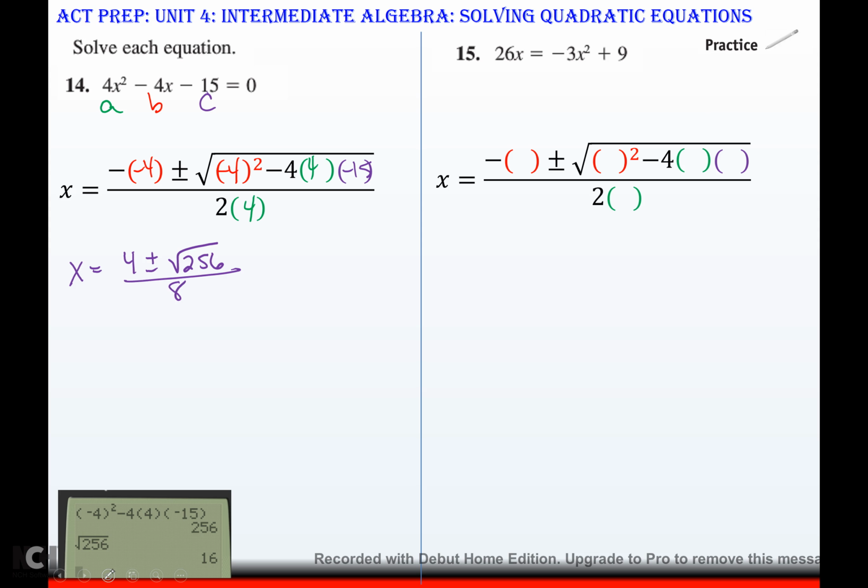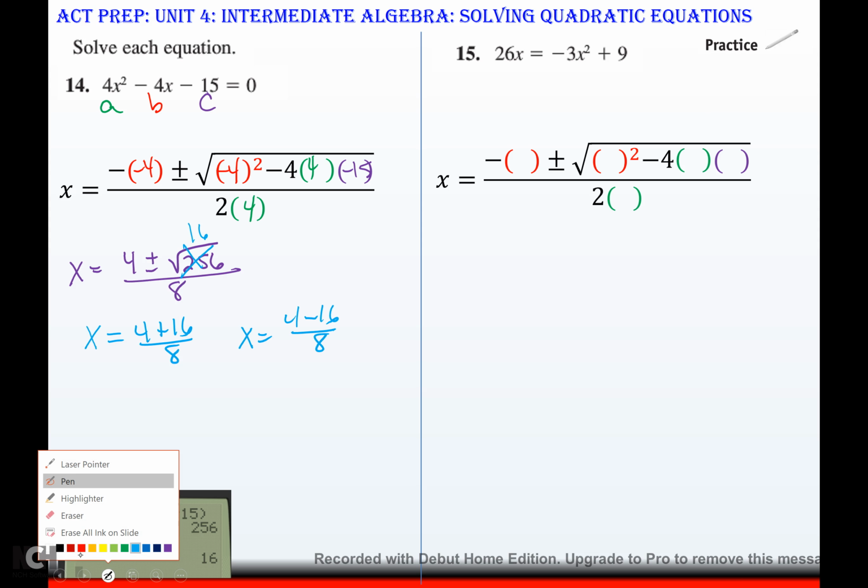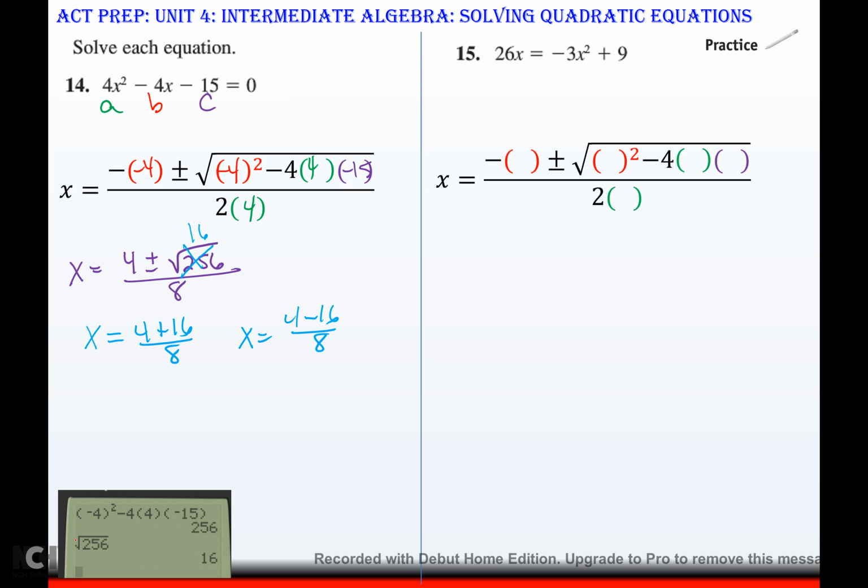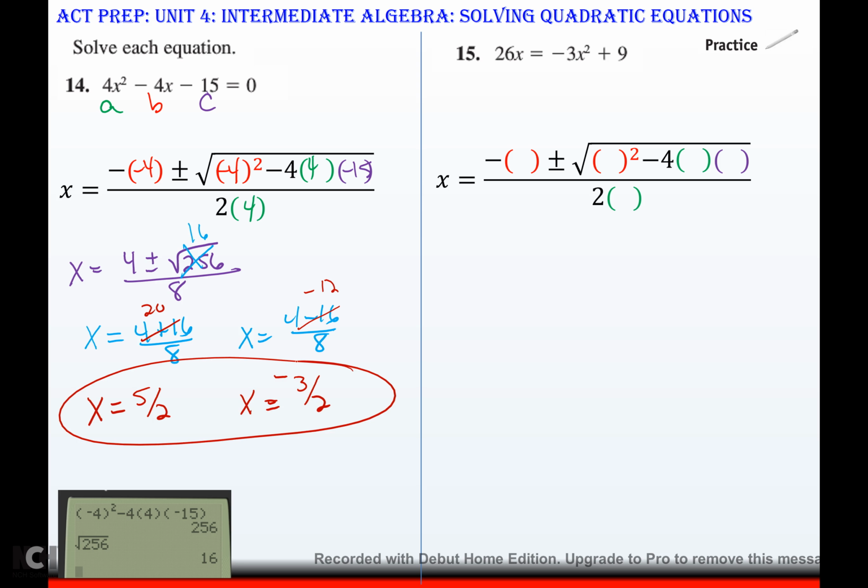The square root of 256 is 16. So my two solutions are going to be x equals 4 plus 16 over 8 and x equals 4 minus 16 over 8. Excuse me. Simplifying those, 4 plus 16 is 20 over 8, which 8 doesn't go into evenly, but I can reduce by 4, which would be 5 halves. 4 minus 16 is negative 12 over 8. Again, I can't divide evenly, but I can reduce by 4, which would be negative 3 halves. And those are my two solutions.